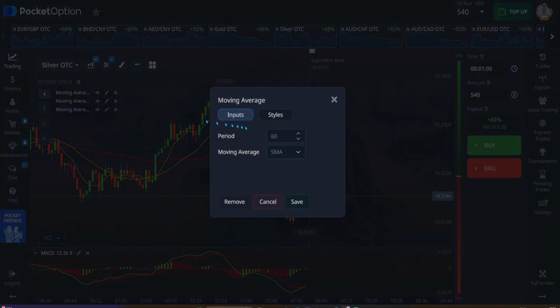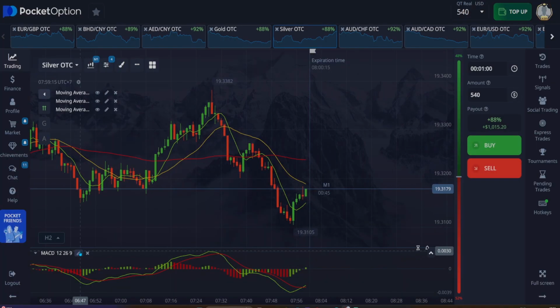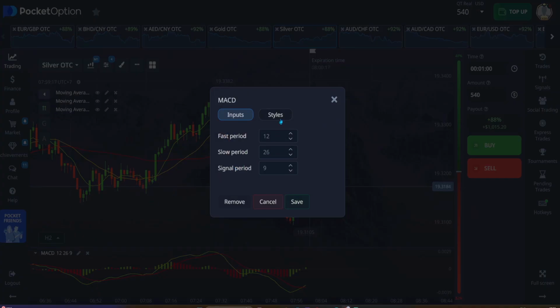60-period moving average in red. This represents the long-term trend and also acts as a dynamic support and resistance zone. MACD with default settings. This functions as your momentum tool and confirmation of the overall trend.